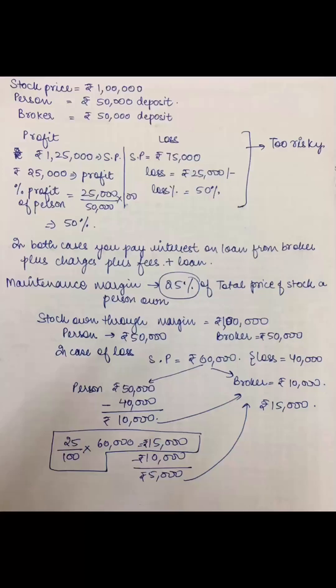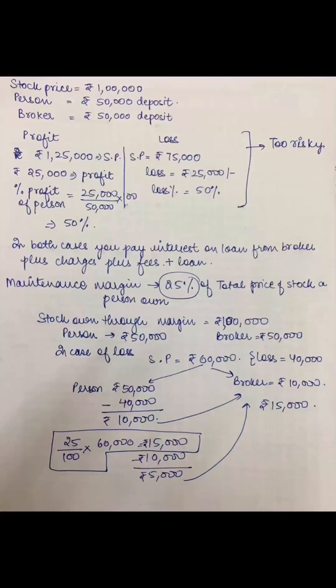So he can take a loan from the broker. He took a loan of rupees 50,000 from the broker. In the first case, let us suppose that he earns some profit, and now the stock price is rupees 1,25,000. The profit, that is rupees 25,000, is the profit of the person, because the profit will not be shared or distributed to the broker. The profit will remain with the person himself.